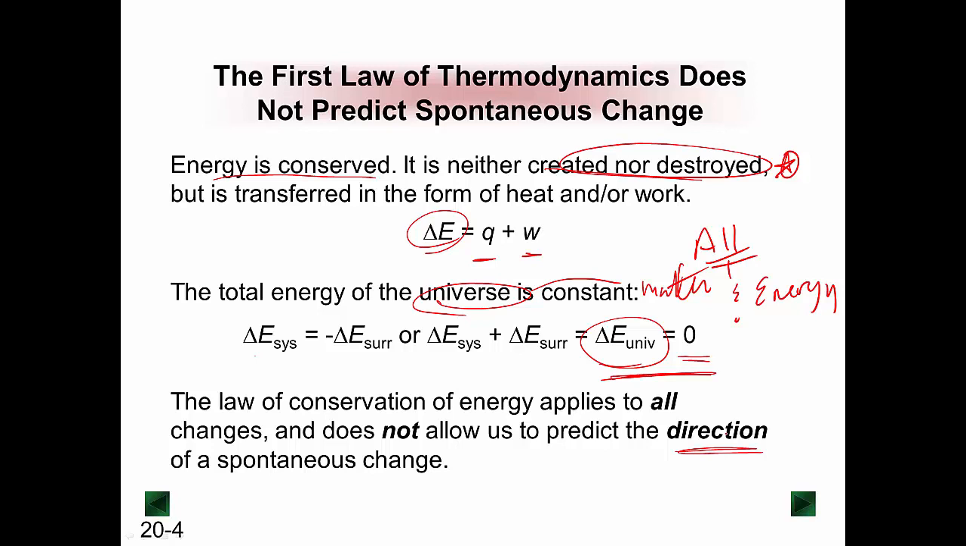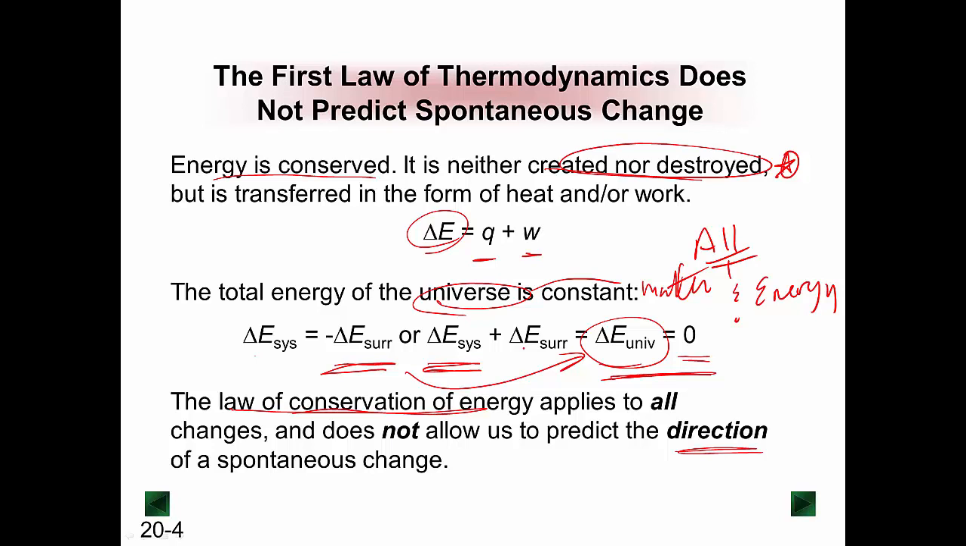And so here, this law of conservation of energy applies to all changes that occur within the universe. Basically it tells us that the sum of all of these changes, so if we've got the change of energy of the surroundings and the change of energy of the system, then the change in energy of the system and the surroundings together give us the change in energy of the universe, and the overall change in energy of the universe will always be zero. That's what the law of conservation of energy tells us.